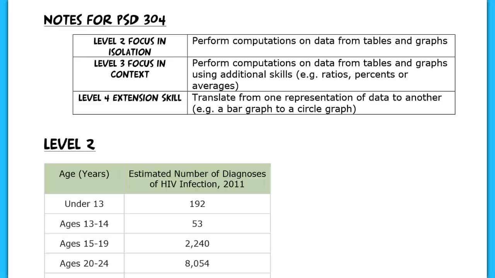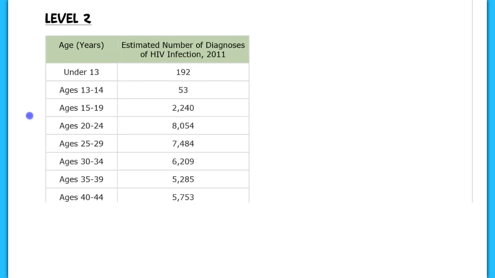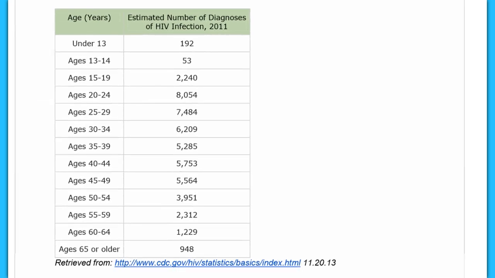This video tutorial is for PSD 304. Our level 2 question for today is to perform computations on data from tables and graphs. Our level 3 question will be the same, except we're going to use additional skills like finding ratios, percents, or averages. Finally, our level 4 question, which is to translate from one representation of data to another, is something you're going to look at in video PSD 303, because we go over those kinds of problems in 303. Okay?